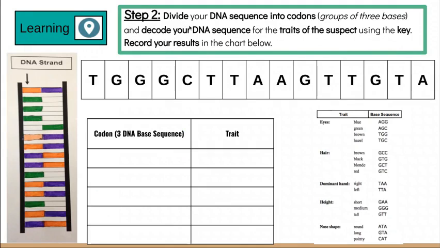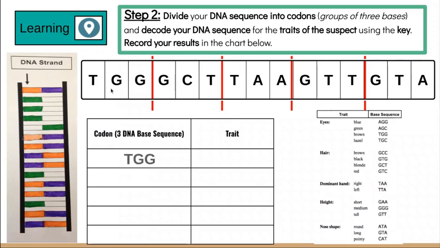So step 2 is to divide your DNA sequence into codons, which again are groups of 3 bases, and then decode your DNA sequence for the traits of the suspect using the key. And you'll record your results in this little chart. So I'm going to split them up into 3. I'm going to go TGG, draw a line, GCT, draw a line, TAA, draw a line, GTT, draw a line, and then GTA is my last one. Now I'm going to write my codons, which are my 3 DNA base sequences, into this chart below. So I'm starting with TGG, GCT, TAA, GTT, GTA.